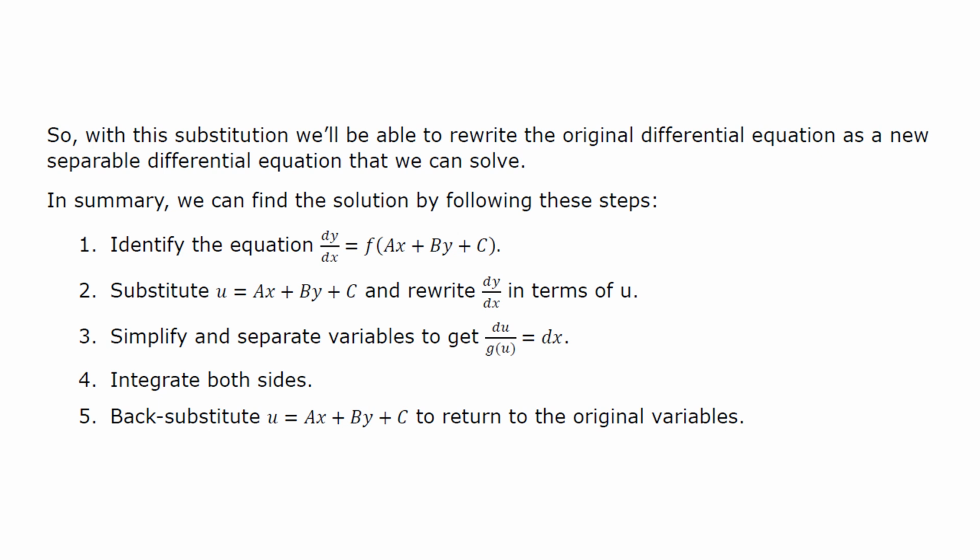So in summary, to find the solution, we're going to identify the equation dy dx equals f of ax plus by plus c. Then we're going to substitute u for ax plus by plus c and rewrite dy dx in terms of u. Then we'll simplify and separate variables to get du over g of u equals dx. Then we'll integrate both sides. Then we'll back substitute. So we'll input our expression for u to return it back to the original variables. Okay, so let's apply these to our next problems.